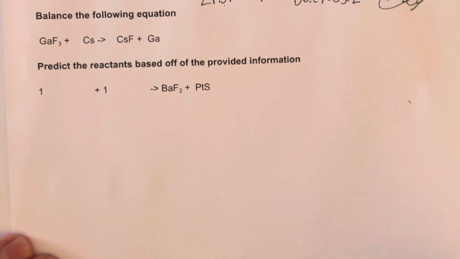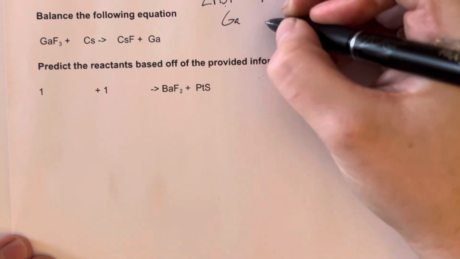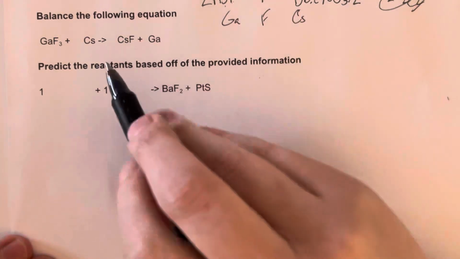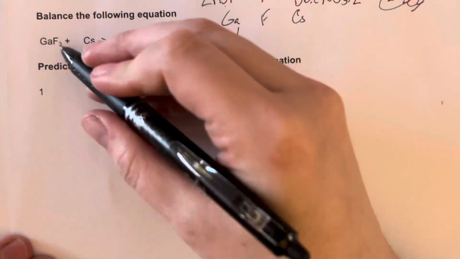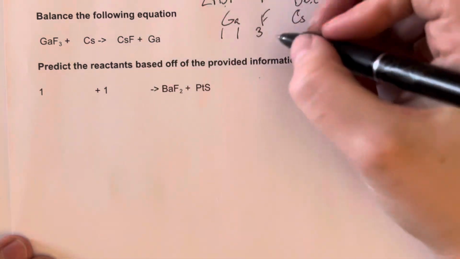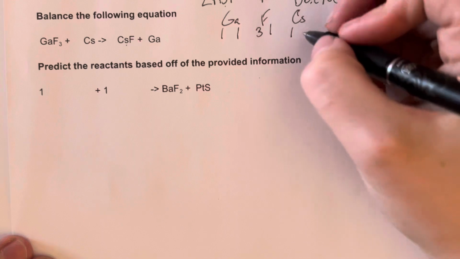Balance the following reaction. So I have gallium fluoride and cesium reacting to form cesium fluoride and gallium. So I'm going to list everybody that I have present. So that would be gallium, fluorine, and cesium. Gallium on the left, I have 1. Gallium on the right, I have 1. Fluorine left, I have 3. Fluorine right, I have 1. Cesium left, I have 1. Cesium right, I have 1.